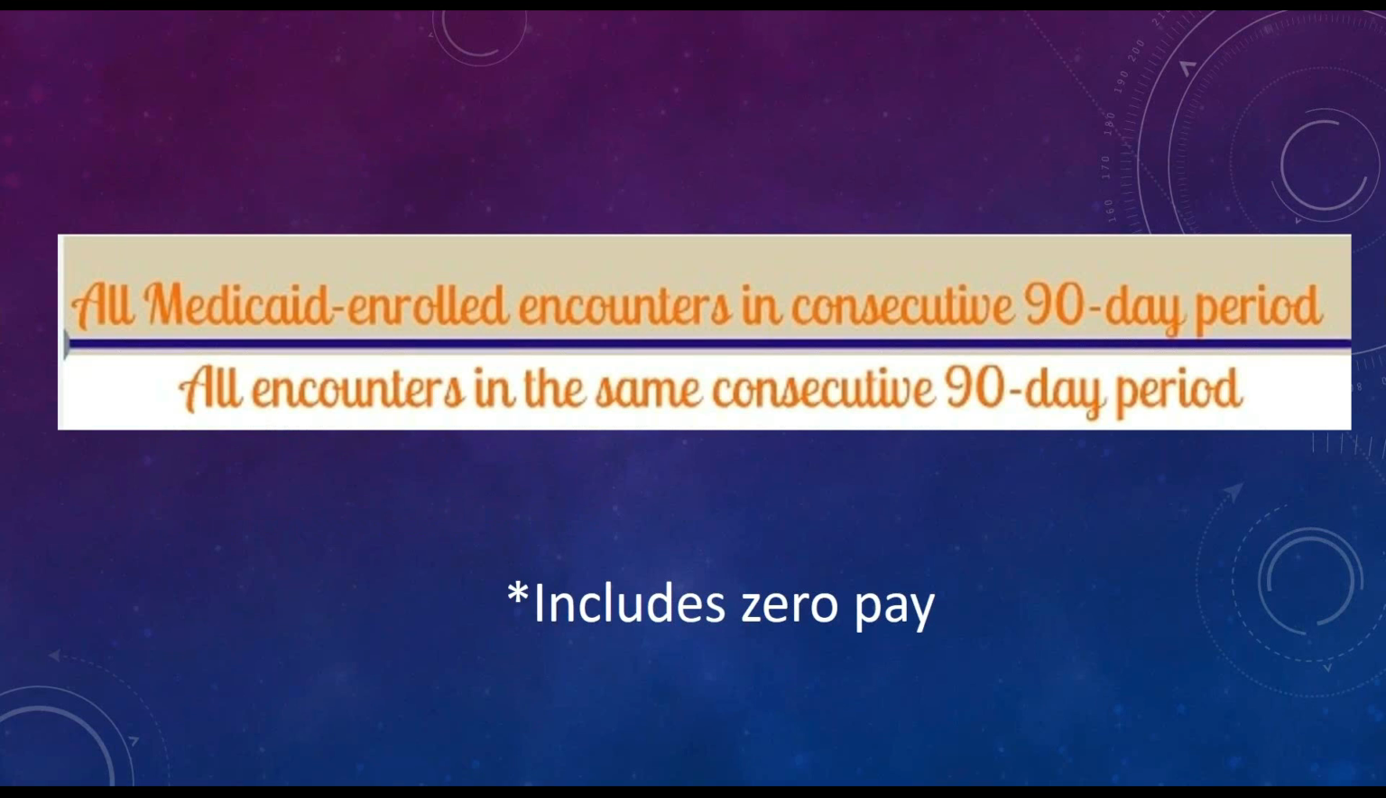You'll calculate your patient volume by taking all Medicaid enrolled encounters in a consecutive 90-day period, including all zero-pay Medicaid encounters, and dividing that number by all the encounters you had from the same 90-day period. And remember, the resulting percentage needs to be at least 30% unless you're a pediatrician.